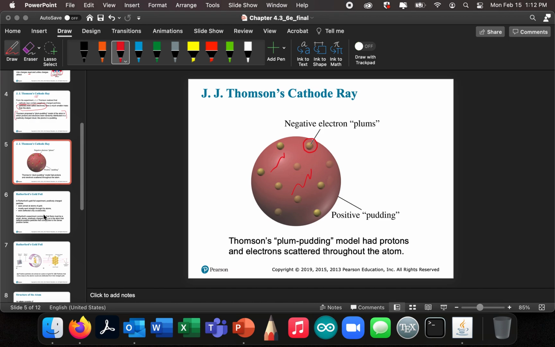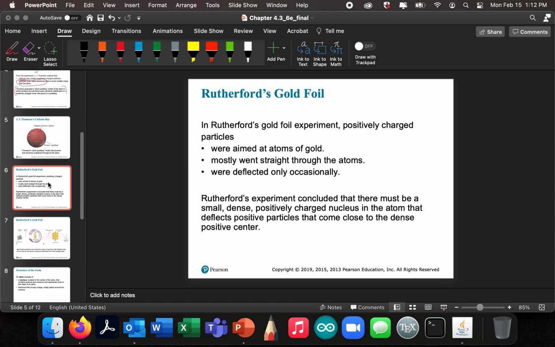Now we know that that's not correct anymore, thanks to Ernest Rutherford, who I believe did his work at Oberlin College in Ohio. In Rutherford's gold foil experiment, that may be wrong. So someone's going to come in the comments and say what a bonehead I am for not knowing, but I frankly don't really care that much.